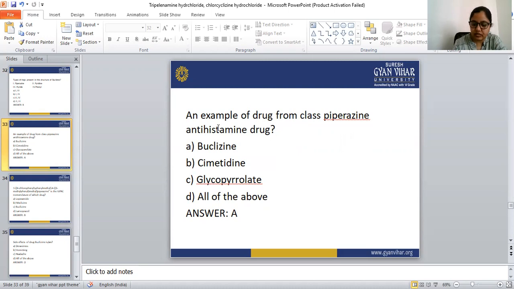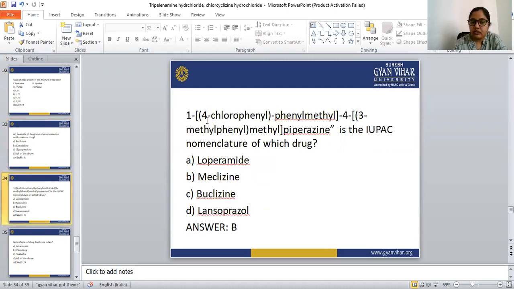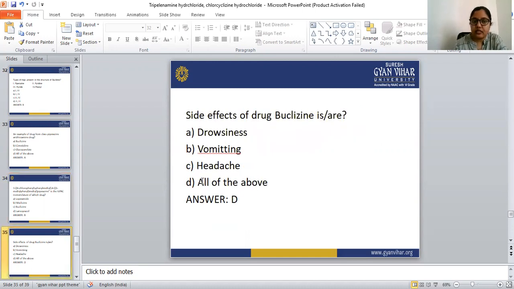Next question: 1-(4-chlorophenyl)phenylmethyl-4-(3-methylphenyl)methyl piperazine is the IUPAC nomenclature of which drug? The options are loperamide, meclizine, buclizine, lansoprazole. So the answer is meclizine. Next question is the side effect of the drug buclizine: drowsiness, vomiting, headache, all of the above. The side effect of buclizine is all of the above. The answer is D.